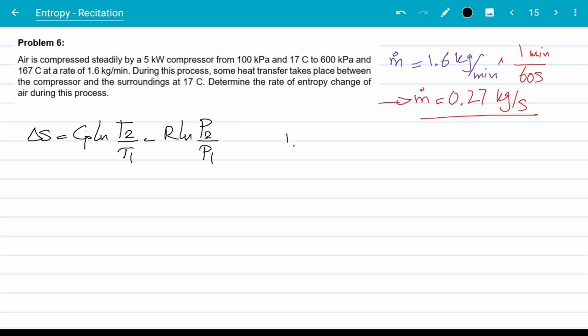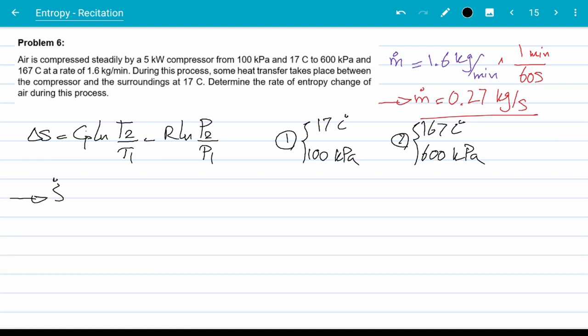We know that at state 1, at the entrance of the compressor, we are dealing with air at 17 degrees Celsius and 100 kilopascals of pressure. And at the exit of the compressor, we are dealing with air at 167 degrees Celsius and 600 kilopascals. Now, remember, we need to change the temperatures to Kelvin.